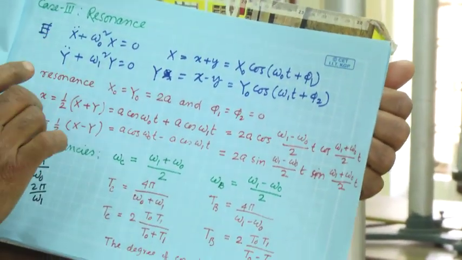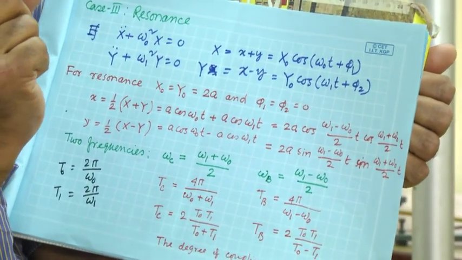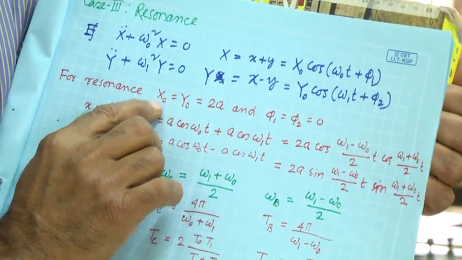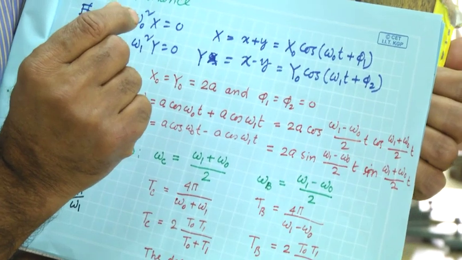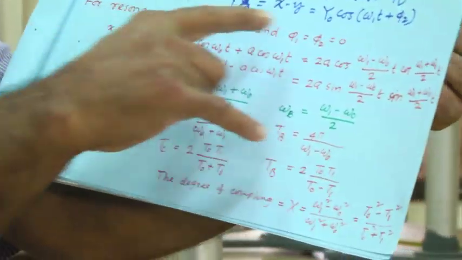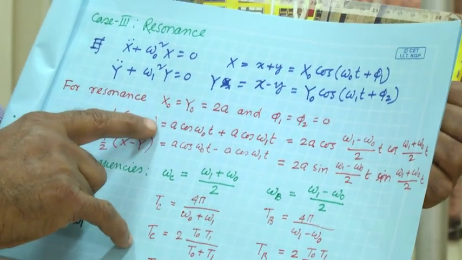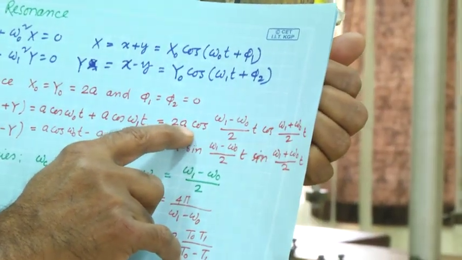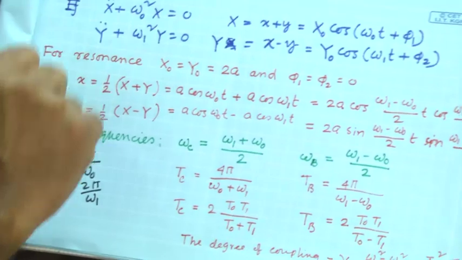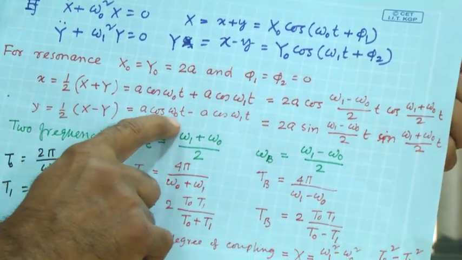Now, if X0 equal to Y0 equal to, say, 2a, some amplitude I have given, let me first explain. If I consider X0 equal to Y0 equal to 2a, and phi 1 equal to phi 2 equal to 0, if this is the condition, then if I apply it here, I will find small x, which is half of X plus Y, and I will get 2a cos((omega 1 minus omega 0)/2 t) cos((omega 1 plus omega 0)/2 t). Okay. Similarly, small y will be half of X minus Y, equal to this.